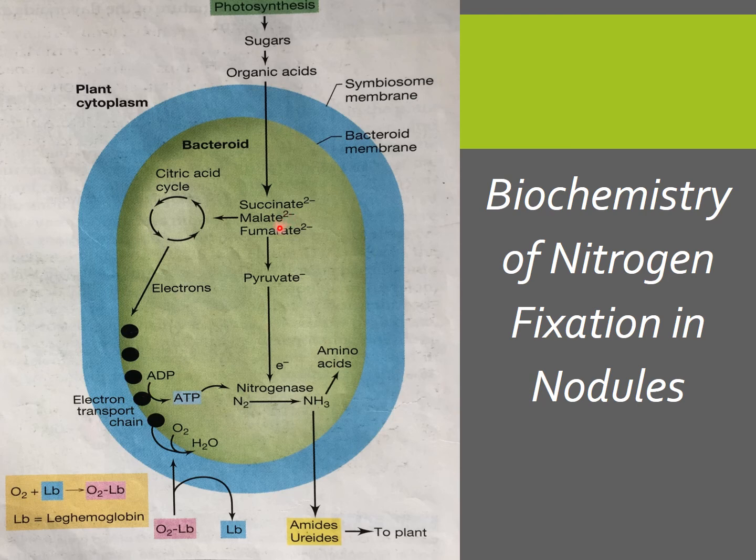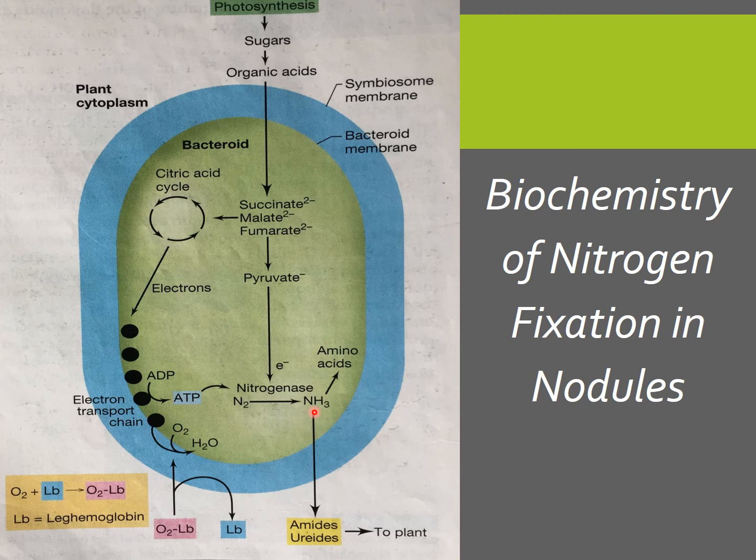Otherwise, these organic acids can form pyruvate, and pyruvate can directly give the electrons to nitrogen. The biochemical reaction of this I have already shown you in my previous video lectures. Please do refer to that. So, pyruvate provides these electrons to the nitrogen, and in the presence of nitrogenase enzyme and ATP, nitrogen is being fixed into ammonia, or nitrogen is being converted into ammonia.